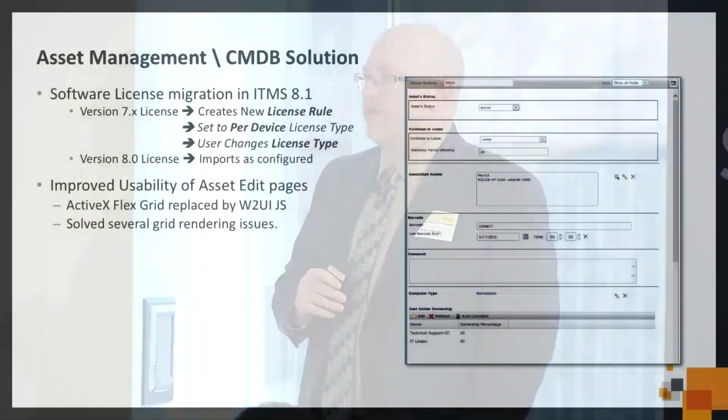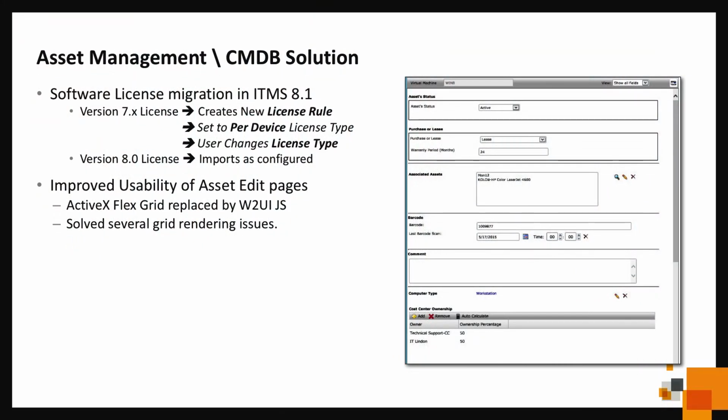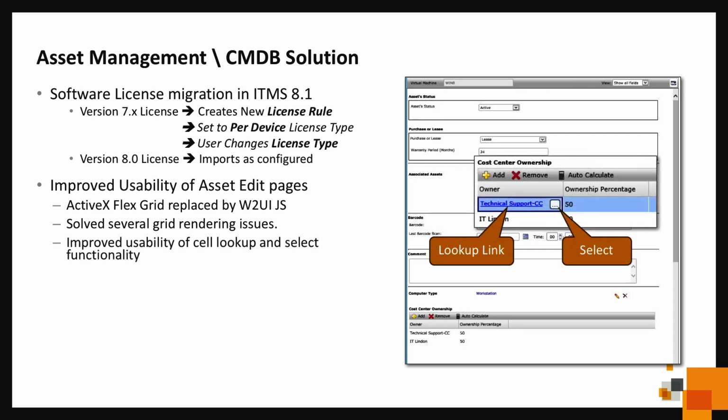We solved several grid rendering issues. So you probably noticed that in some cases, whether it's non-inventoried installs or the cost center division, you had some strange little artifacts. Now this has resolved those. Okay, improved usability of the lookup ones.